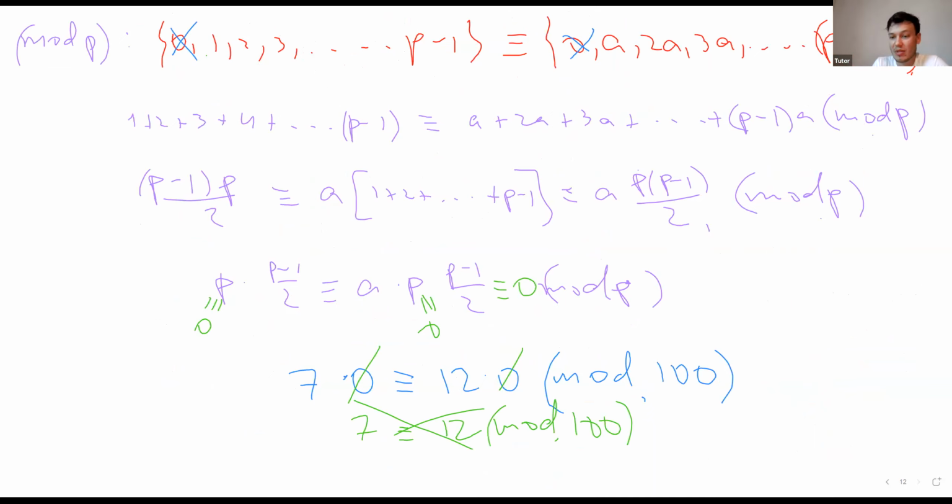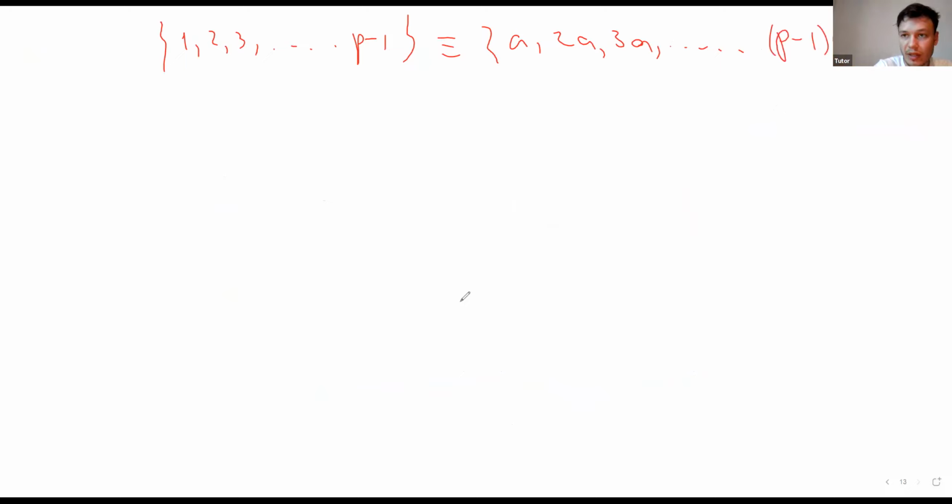Maybe multiplying them is going to give me something more interesting. And it turns out that, yes, it's going to give you more interesting stuff. So if I look at the set 1, 2, 3, all the way until p minus 1, and I say that this set is going to be congruent with the set a, 2a, 3a, all the way until (p minus 1)a. Well, then what's happening if I multiply all the numbers here?